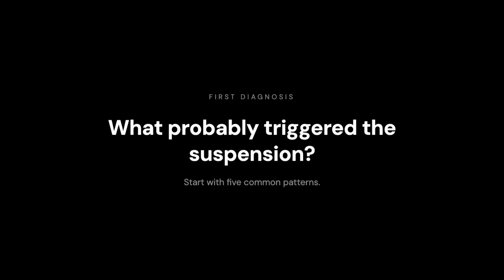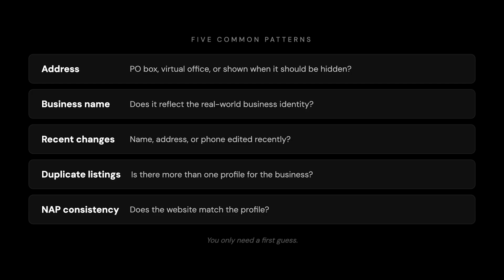So after reviewing the eligibility, we have to identify the trigger. What triggered the suspension? What probably caused it? So here are 5 patterns that cover most cases. These are the 5 most common patterns that trigger Google business profile suspension. First, there are address issues: a PO box, a virtual office, or a visible address when it shouldn't be. There are business name issues. Does your business name on your GBP reflect your real-world business identity?